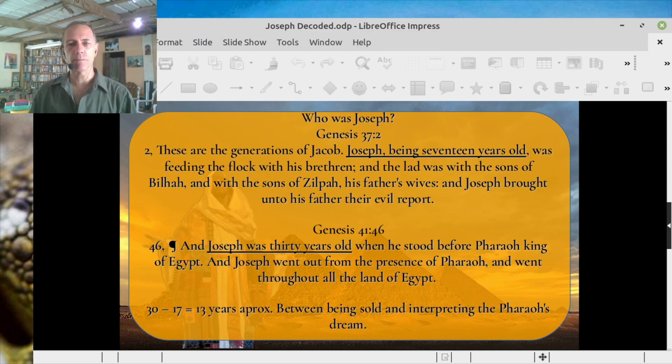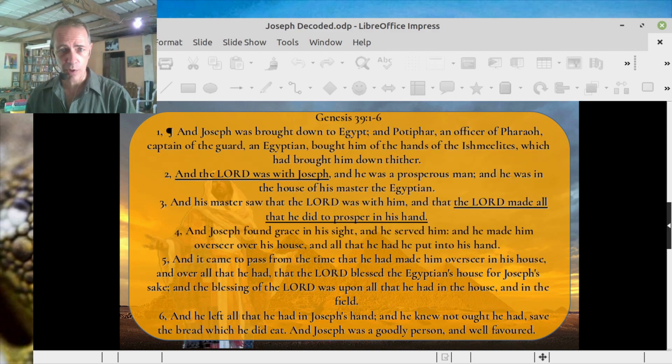Why is that important? Again, we go back to our story. Okay? Genesis 39, verse 1. Let's pick up the story again and just think about what we're seeing here. And Joseph, who is now sometime after his 17th birthday, before his 30th birthday, is brought down to Egypt. And Potiphar, an officer of Pharaoh's, captain of the guard, an Egyptian, bought him from the hand of the Ishmaelites, which had brought him down thither.